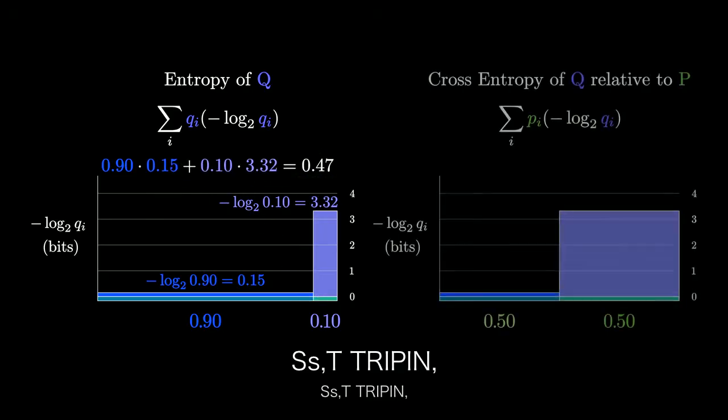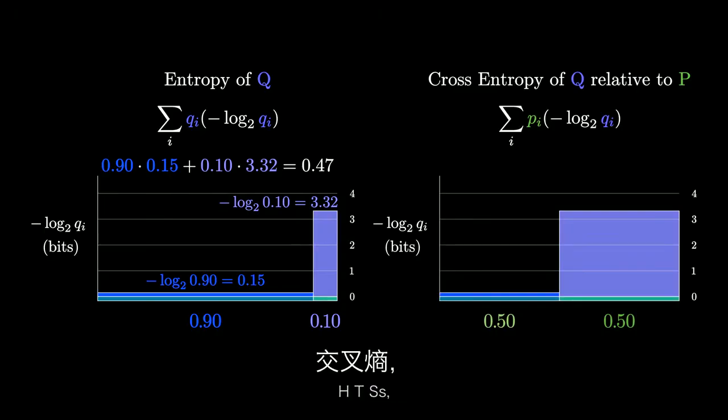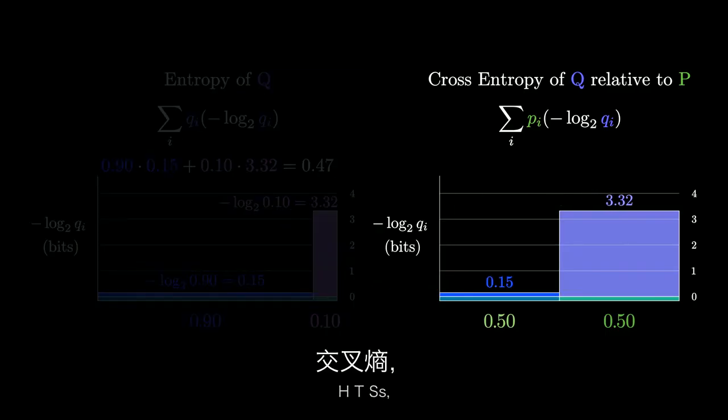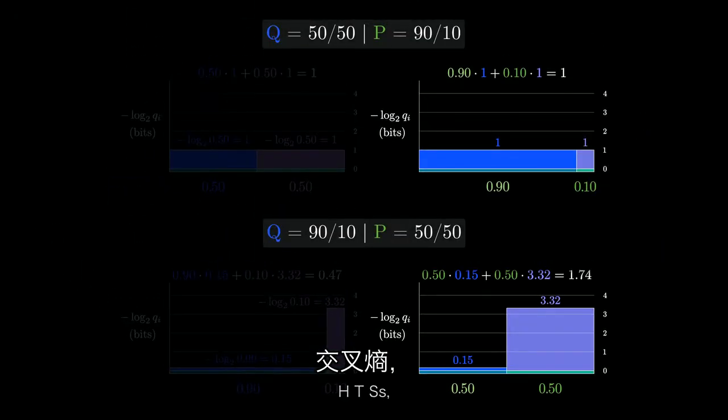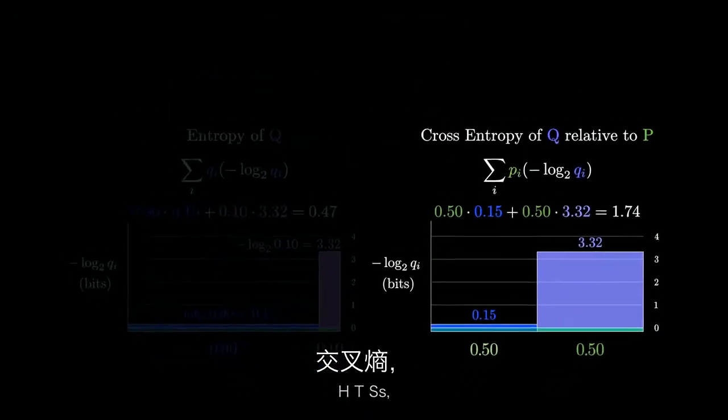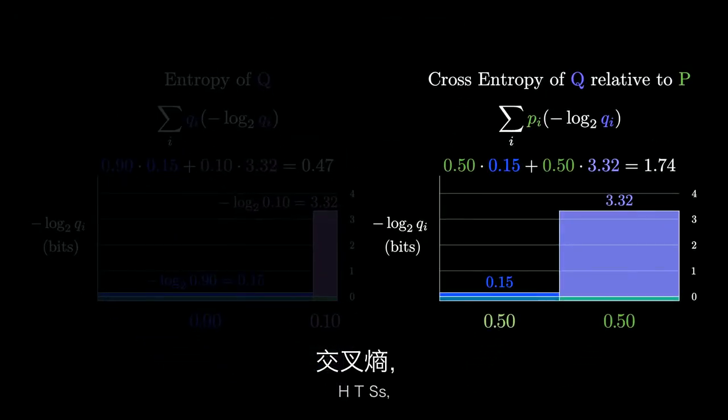But now what about cross-entropy? If a code optimized for this skewed distribution was faced against a new reality where both events are equally likely, now you really do see a disadvantage, and that weighted sum is around 1.74 bits. So stepping back, notice how much order matters here. When we swapped the roles of P and Q, the value of this cross-entropy changed. Which makes sense. In the formula, the roles of P and Q are pretty different.